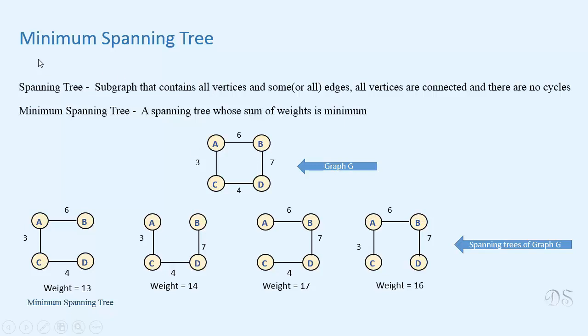Now, finding minimum spanning tree can be useful as it gives us the most economical way of connecting all the vertices of a graph. In this course, we'll learn about these two algorithms for finding minimum spanning tree of a graph. Both of these algorithms use the greedy approach.